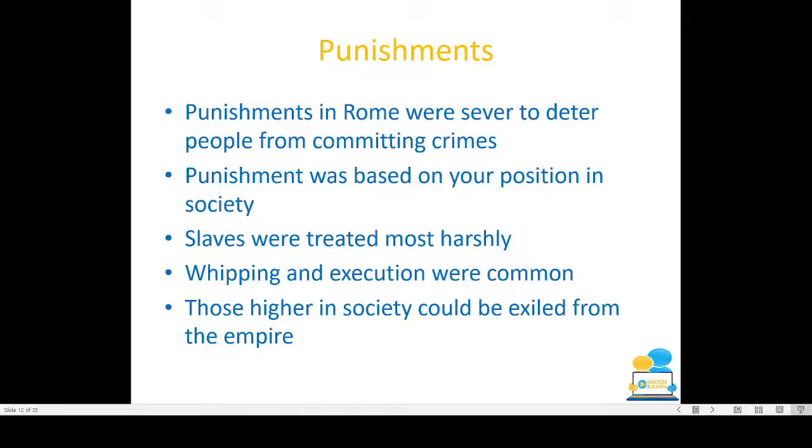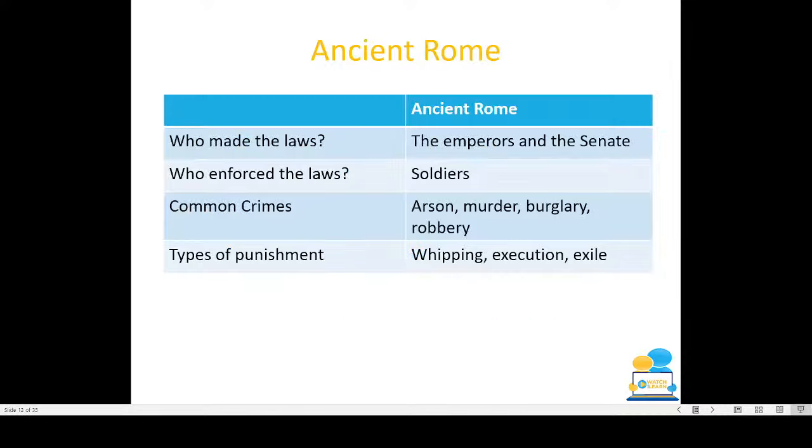So the idea again here is to let those in higher society know as well that there are these other punishments for them. So what I have done here is we're going to add to this table each time. This is their table here. We're going to add to this. This is going to guide us when we're looking at how crime and punishment developed.